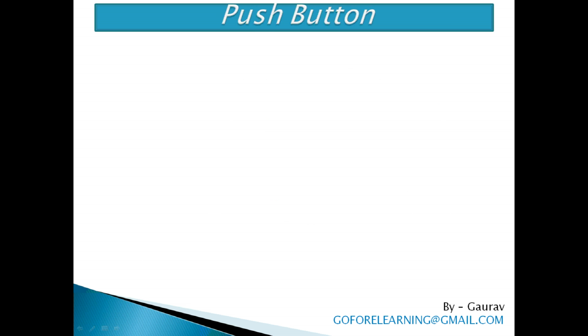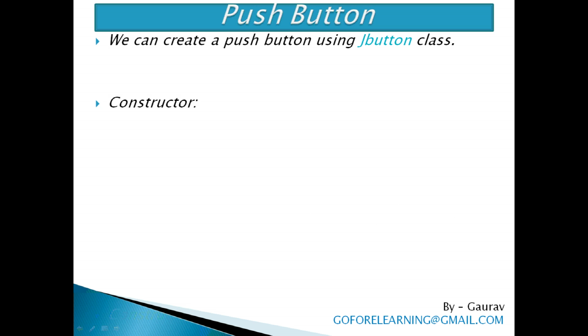If we want to create a push button using the JButton class, there are so many ways. Suppose we want to create a button with no text or icon, we need to write the default JButton constructor. If we want to create a button where properties are taken from the action supplied, then we need to pass the action as a parameter in the JButton constructor.